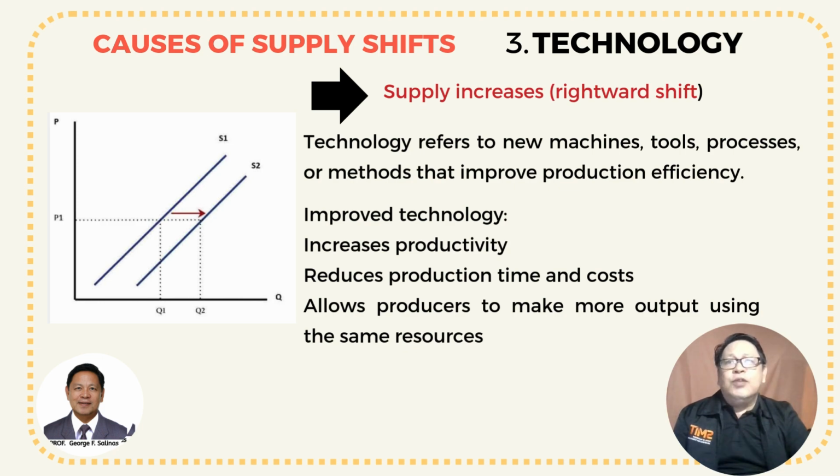Second, it reduces production time and cost. How? When there is automation and efficient processes, it saves time and reduces manual effort, leading to lower operational costs. And lastly, the effect of technology is that it allows the producers to make more output using the same resources. And this is the core definition of an increase in productive efficiency, often represented as an upward shift in the production function.